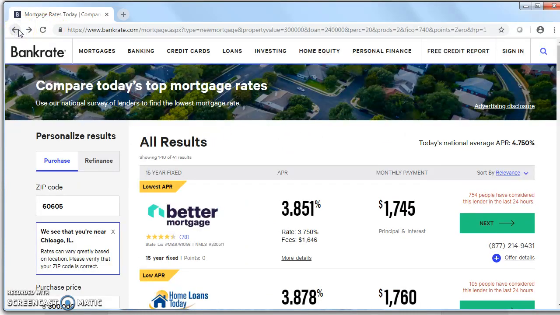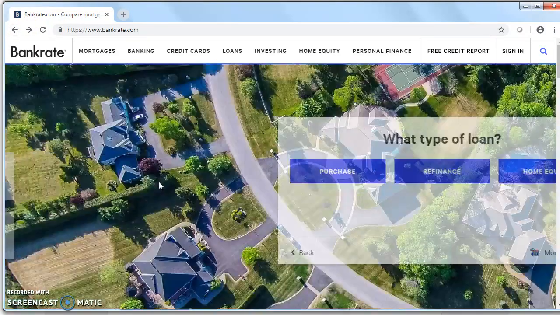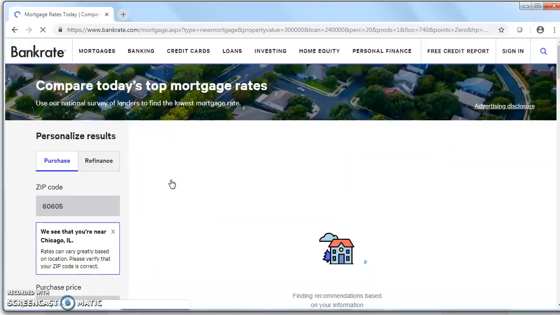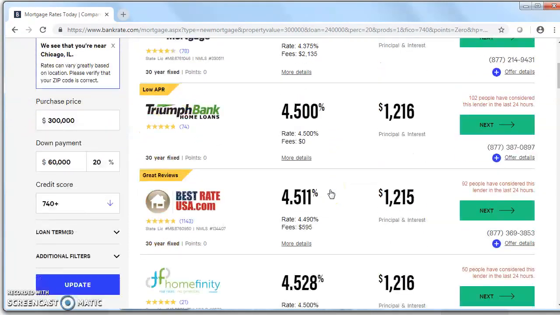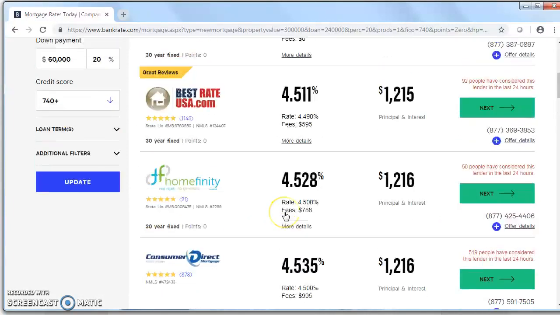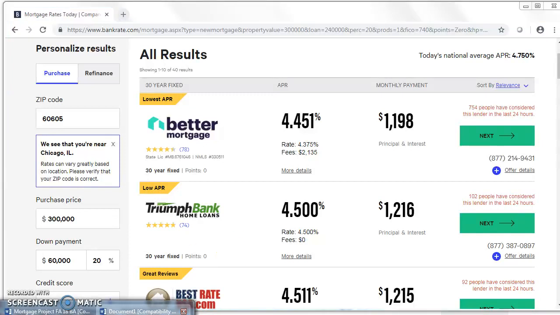So I need to go back in Bankrate to where I can select a mortgage for a purchase with a 30-year fixed APR. And once again, you should see that there are several results that pop up, ranging from 4.451 up until 4.625, and there are even more results. But I'm, again, going to pick a nice pretty number to deal with. I'm going to go 4.5% from Triumph Bank.